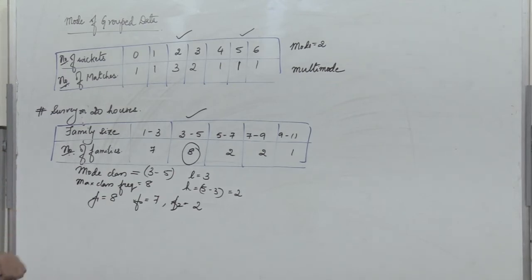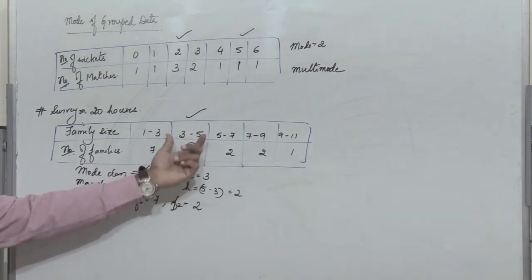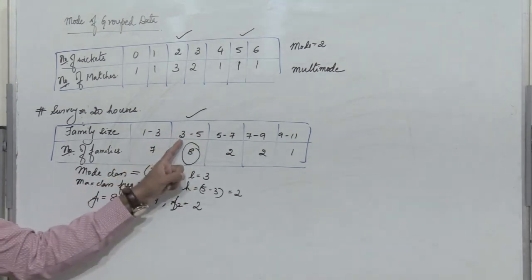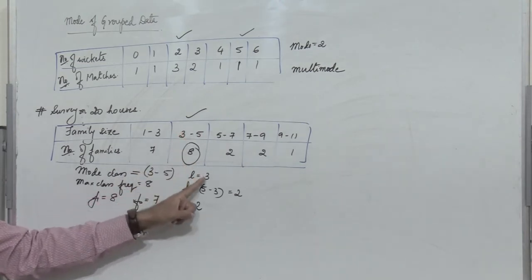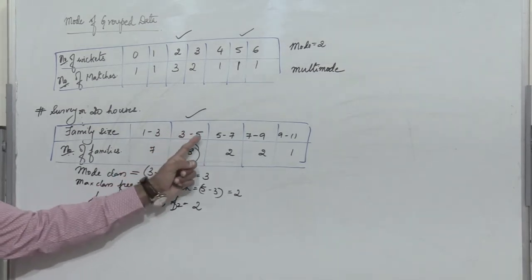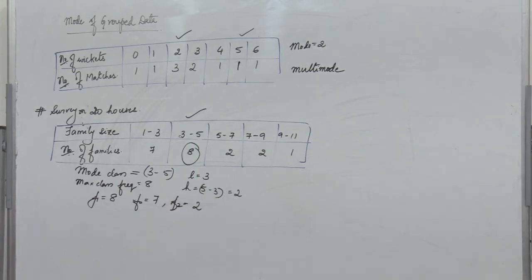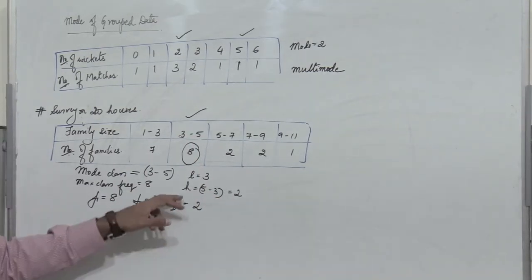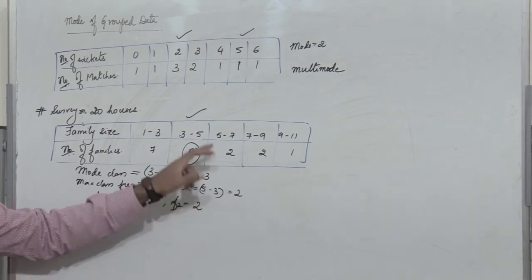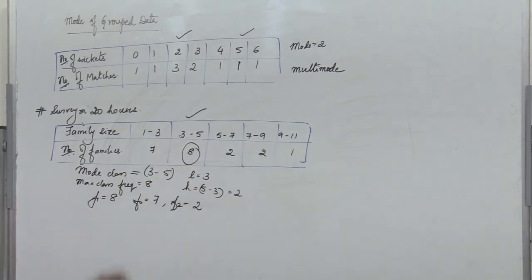So what are the things which we need to find? We need to identify the maximum class frequency. Here it is 8. The mode class is 3 to 5. I need to find the lower limit of the mode class, which is L, which is 3. And also we need to find H, which is the size of the class interval. So subtract the minimum from the maximum, you'll get the size of the class interval. So 5 minus 3 is 2.